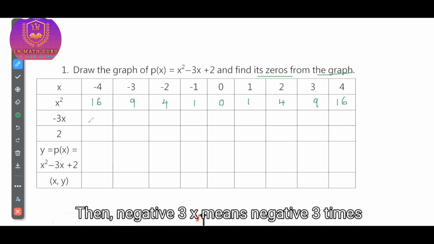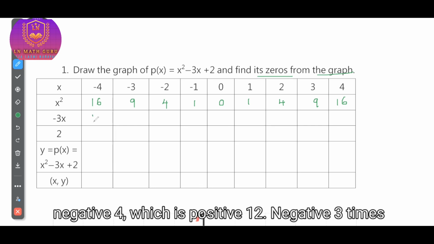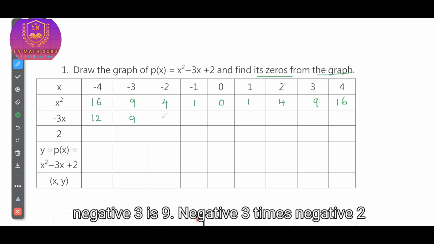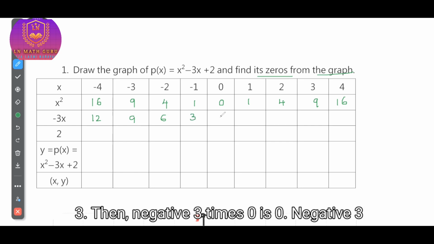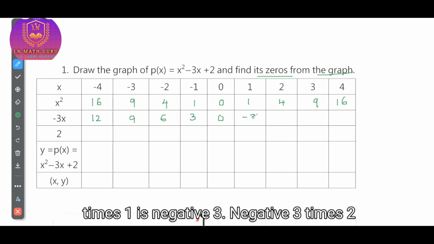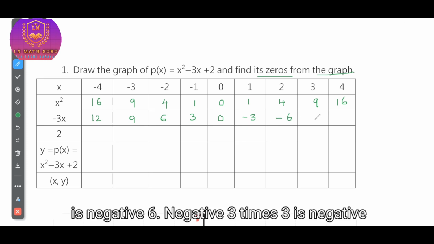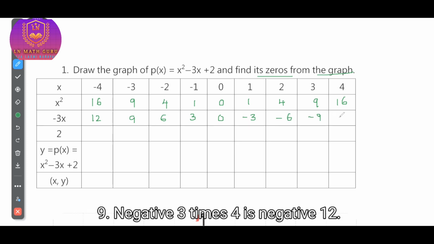Then -3x means -3 times -4, which is positive 12. -3 times -3 is 9. -3 times -2 is 6. -3 times -1 will be 3. Then -3 times 0 is 0. -3 times 1 is -3. -3 times 2 is -6. -3 times 3 is -9. -3 times 4 is -12.